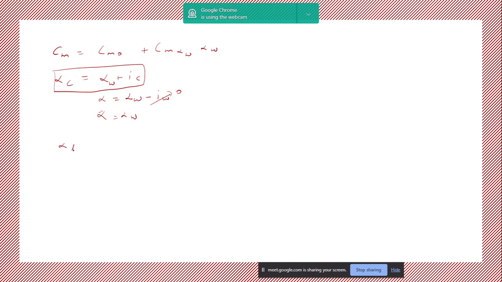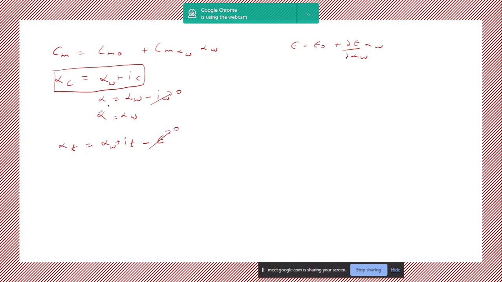Similarly, alpha seen at the tail is what? Alpha plus tail setting angle, and there will be a downwash component, epsilon, in this question. Again, that is not mentioned, so we will neglect it. And what is epsilon? Epsilon is, again assuming linear variation, epsilon naught plus d epsilon by d alpha into alpha wing. Okay, but in our question it's not given, so we are neglecting it.